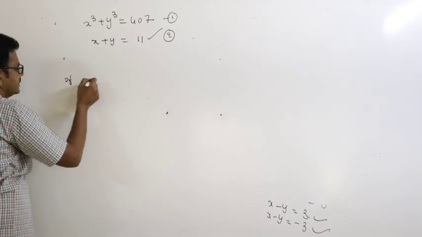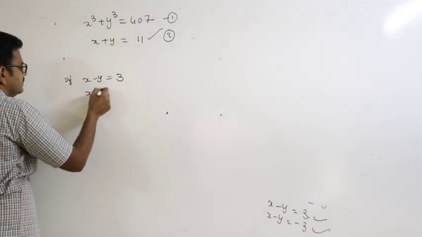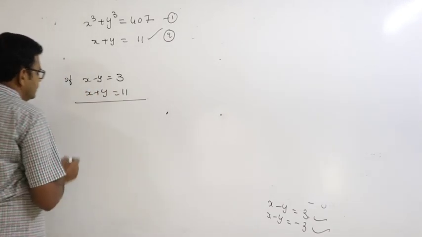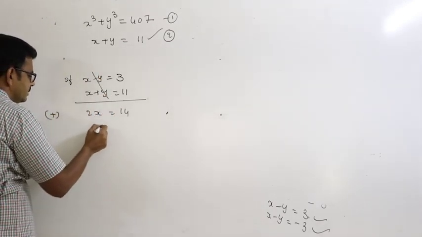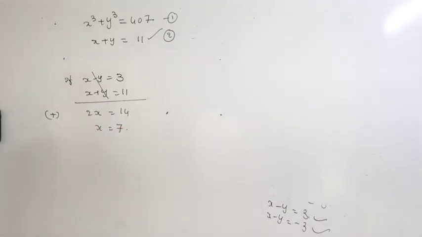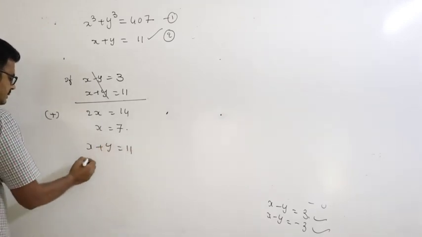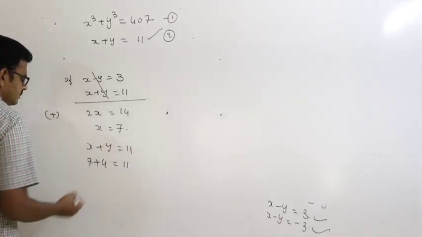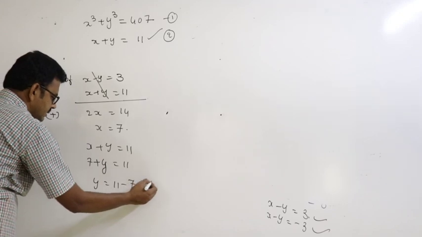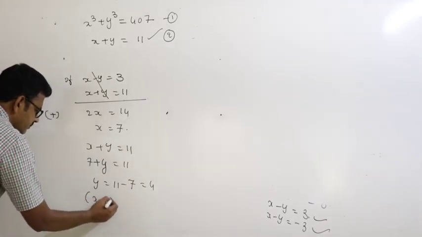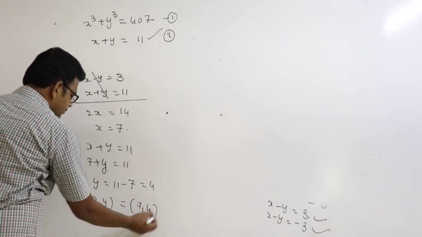Now, if x minus y is equal to plus 3, x plus y is 11. By adding, the y terms get cancelled. 2x is equal to 14. x is equal to 14 by 2, that is 7. And x plus y is equal to 11. x is 7, so 7 plus y is equal to 11. y is equal to 11 minus 7, that is 4. So x comma y values, this is 7 comma 4.